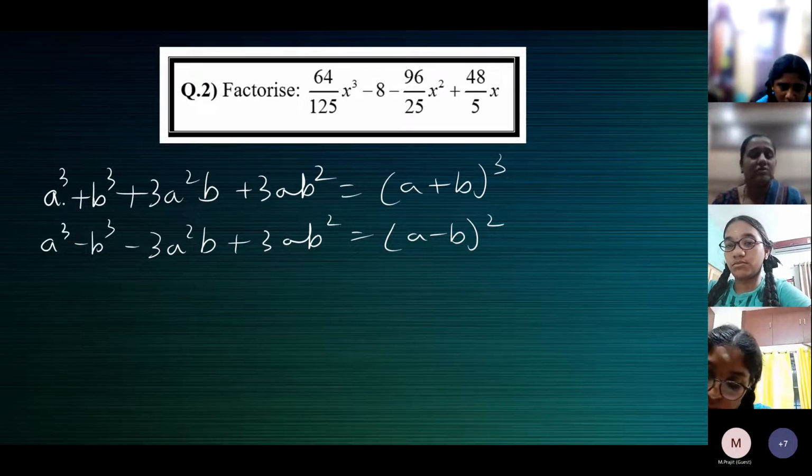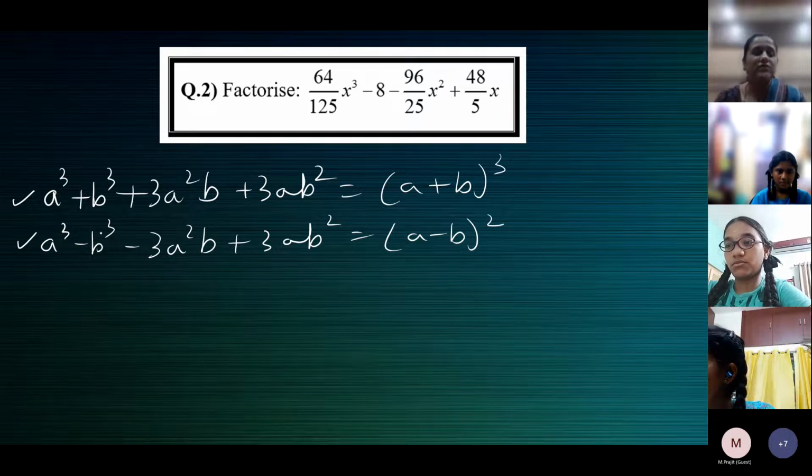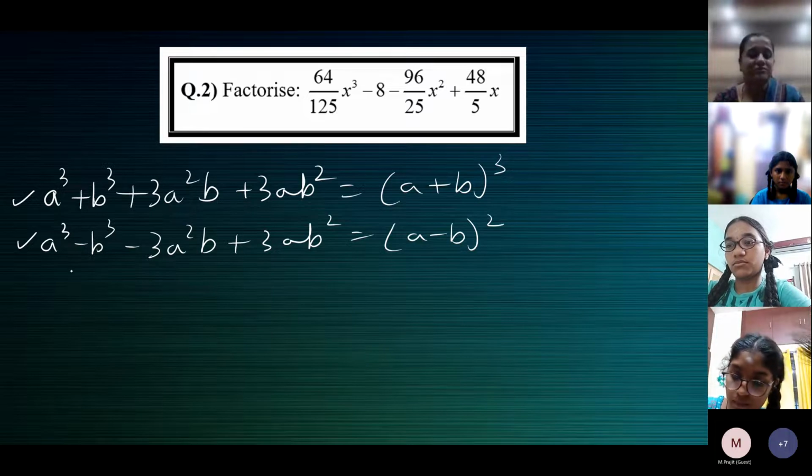So these are the only 2 identities which have 4 terms with 2 perfect cubes in them. Now tell me, now the given expression relates to which identity?